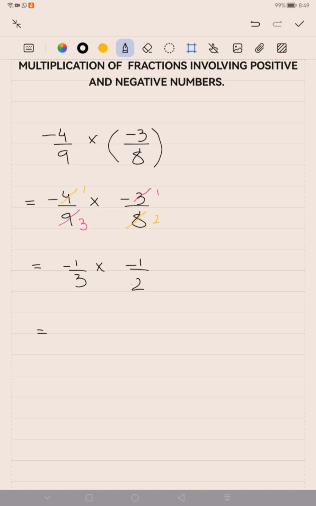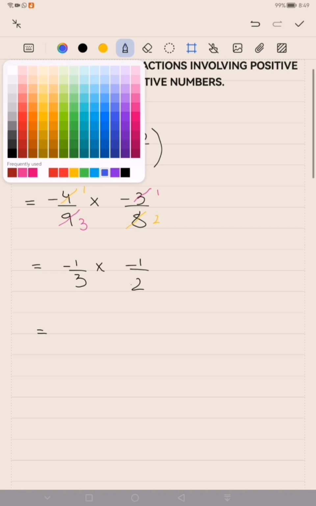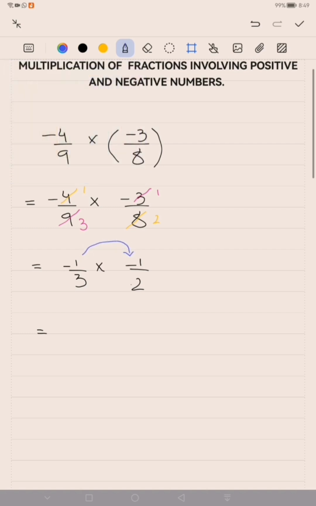Now what we are going to do is multiply the numerators with each other and multiply the denominators with each other. Minus 1 multiplied by minus 1. 1 ones are 1. And when you multiply two similar signs, you always get a positive sign. So it will be plus 1. And 3 multiplied by 2 will give you 6. So your answer is plus 1 over 6, and it can also be written as 1 over 6. Whenever a fraction has a positive sign, it's not compulsory to write plus with it. If it does not have any sign, it shows that it is a positive fraction.